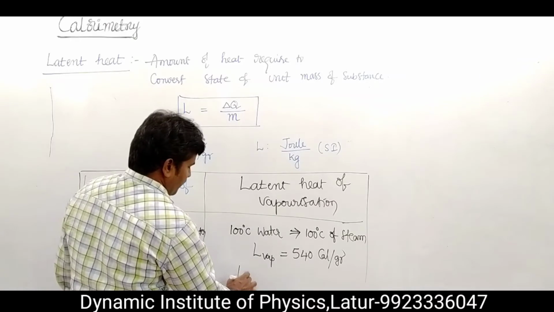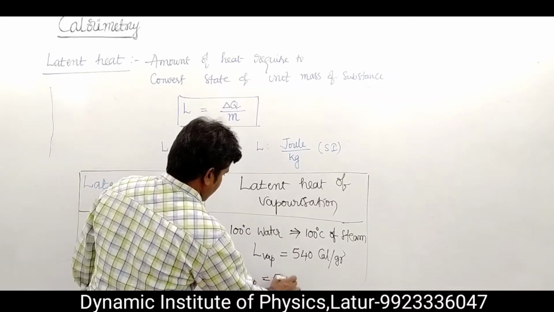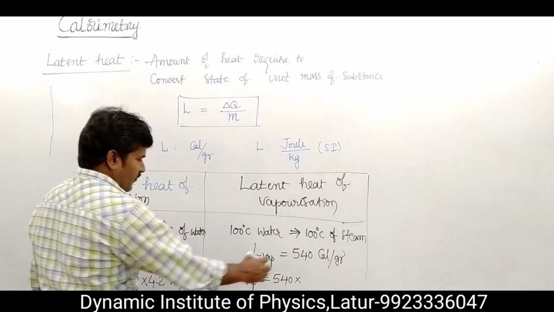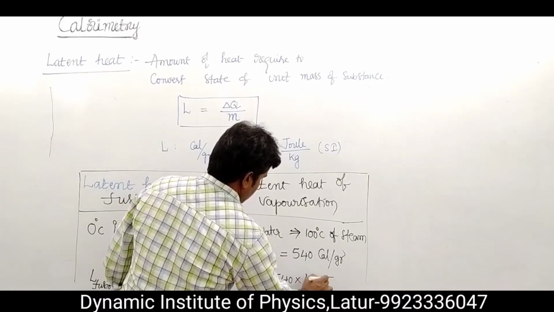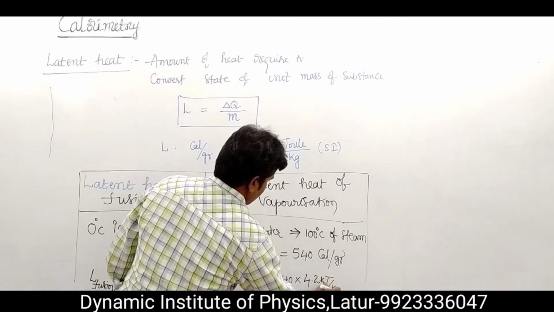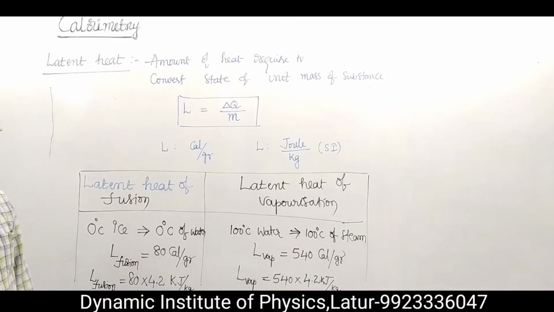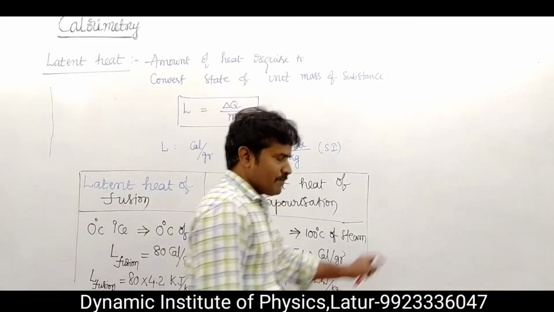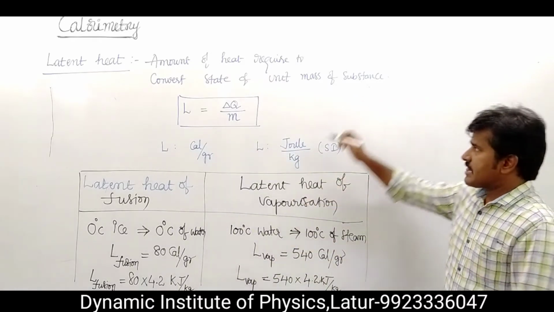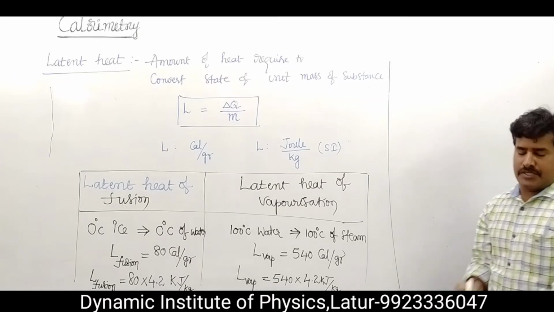So latent heat of vaporization is written as 540, and multiplying by 4.2, it is kilojoule per kilogram. L vaporization is 540 into 4.2 kilojoule per kilogram. So these are latent heat of fusion and latent heat of vaporization.